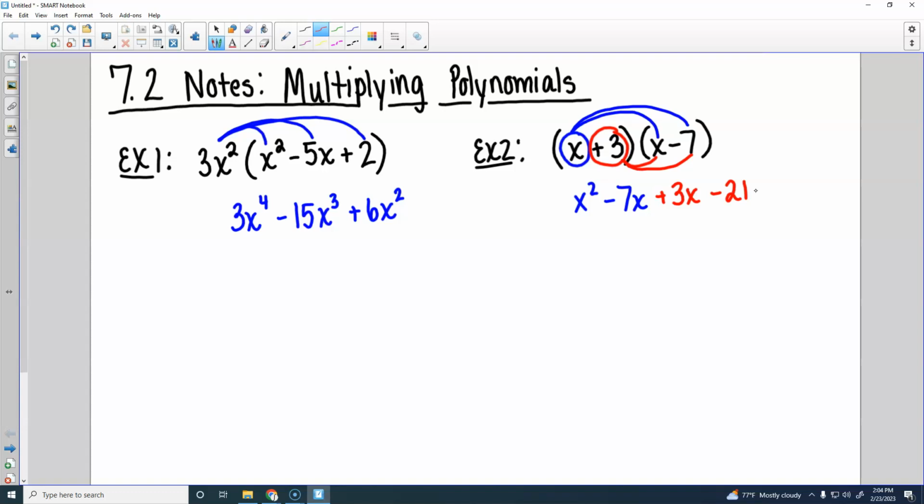Okay? And then usually with these types of problems, it is going to mean that you have some like terms that you need to combine. So you're going to have x squared. We got negative 7x and positive 3x is going to be a negative 4x minus 21.